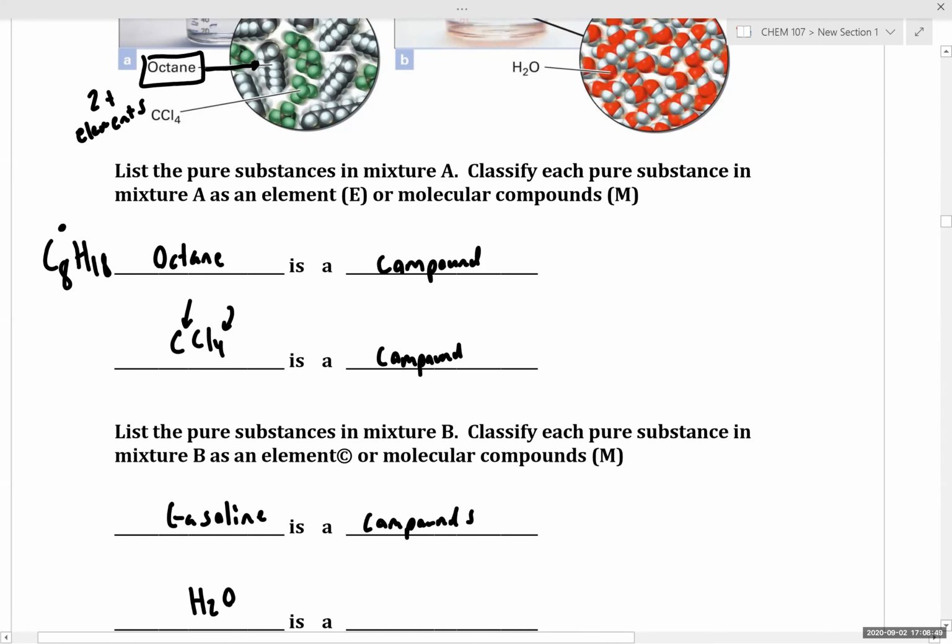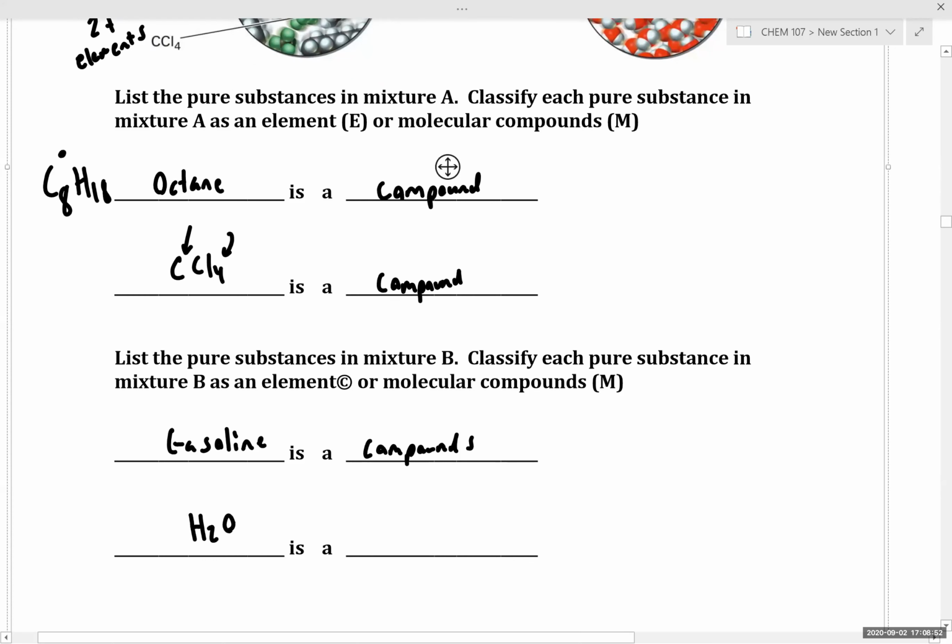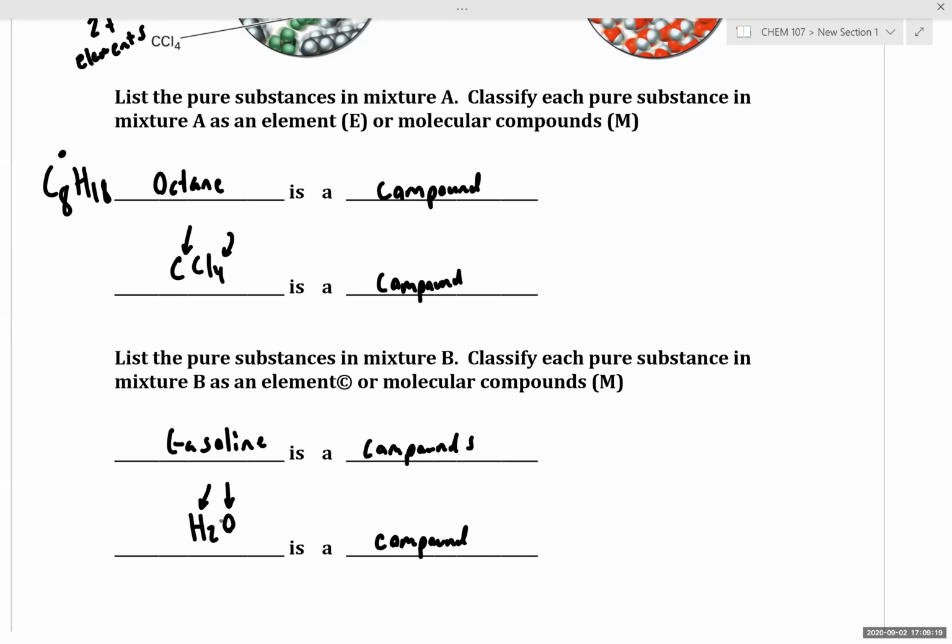Likewise, and this one should be a freebie. Water, H2O, is it an element or a compound? Do we see just one element symbol or do we see two or more different element symbols? Water is a compound because we have hydrogen and oxygen, two or more different elements bonded together. Does that make sense to everyone so far? Any questions on this idea? It's important that you know how to identify elements and compounds, because the way that we name elements and compounds is fundamentally different.